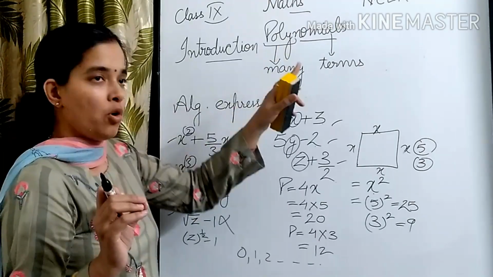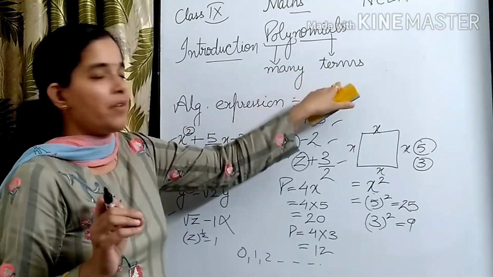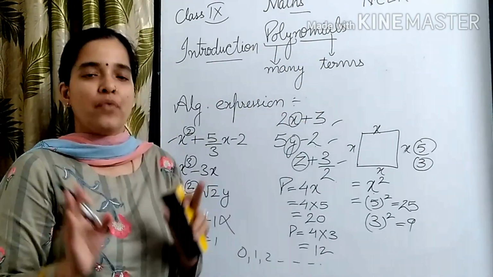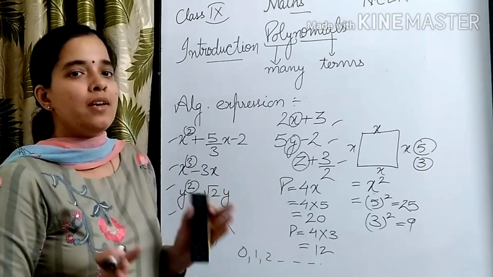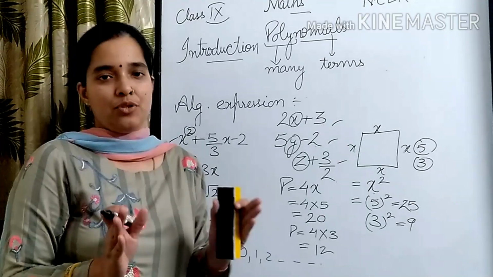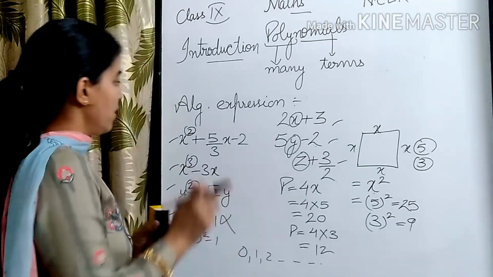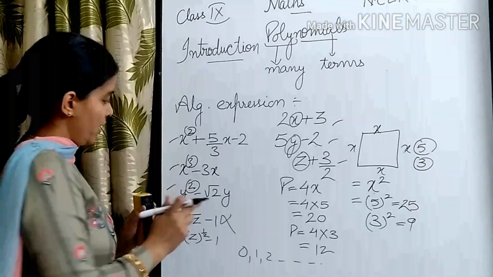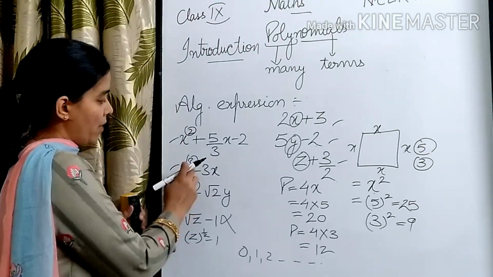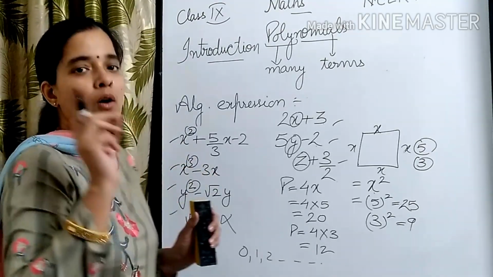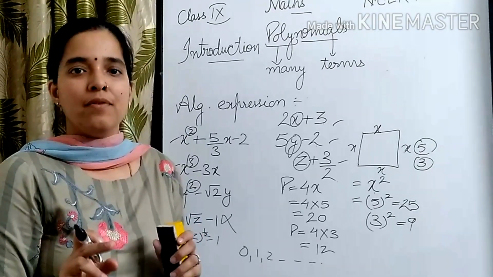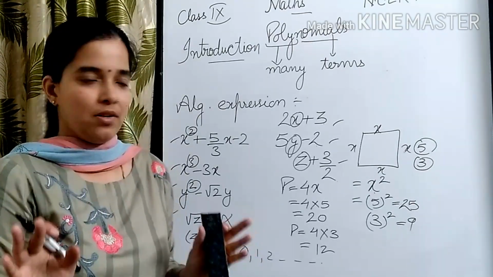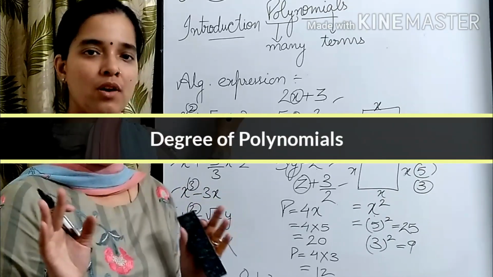Although one more thing, if a polynomial has many terms, still it is finite. Polynomial में many terms होती हैं, लेकिन फिर भी polynomials finite होते हैं. Second thing, in the case of a polynomial, the exponent, the power of the variable, should be a whole number. That means it can't be negative and it can't be a fraction. So these two things you should remember.